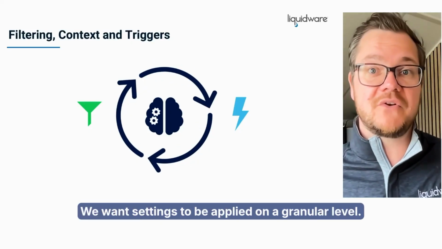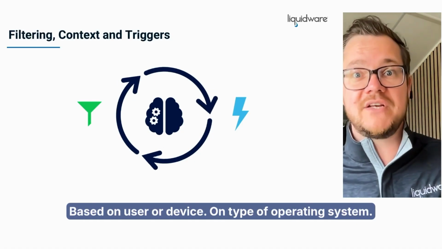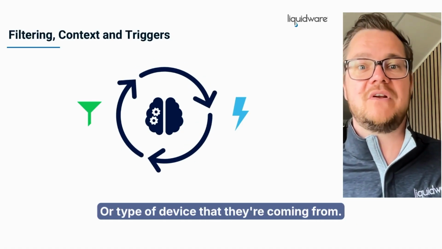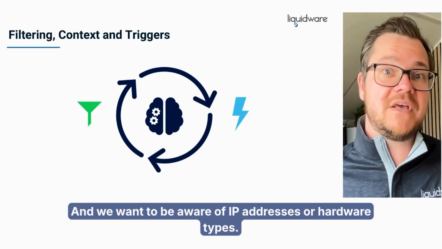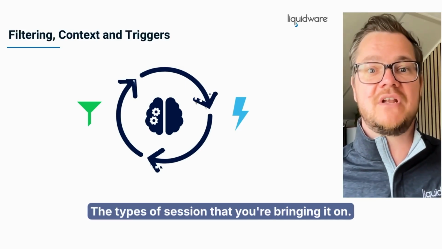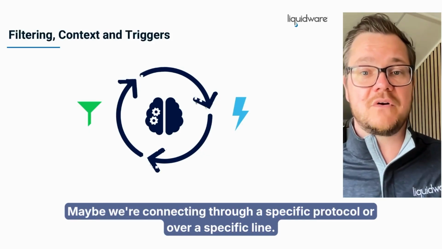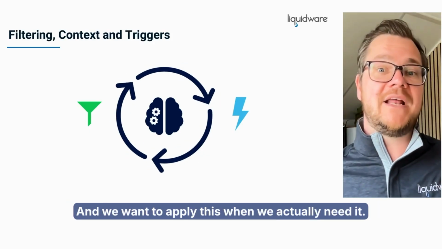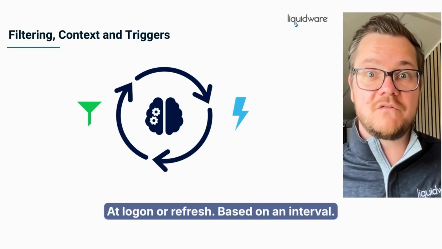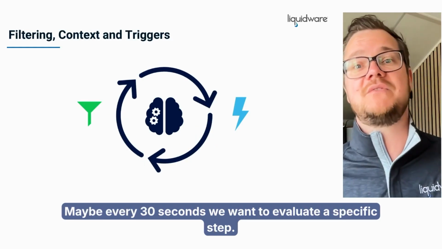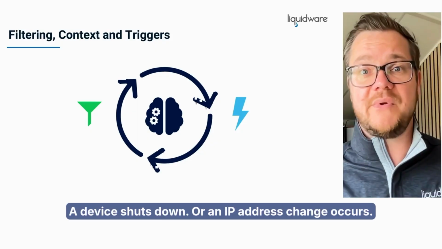We want settings to be applied on a granular level. That could be on AD groups or Entra ID groups based on user or device, on type of operating system or type of device that they're coming from. Maybe they're coming from a thin client or a terminal server. And we want to be aware of IP addresses, of hardware types, the types of session that you're on, or the connection types that you're using. Maybe we're connecting through a specific protocol or over a specific line. And we want to apply this when we actually need it. At logon or at refresh, based on an interval, maybe every 30 seconds we want to evaluate a specific step, or based on an action. An app starts, a device shuts down, or an IP address change occurs.